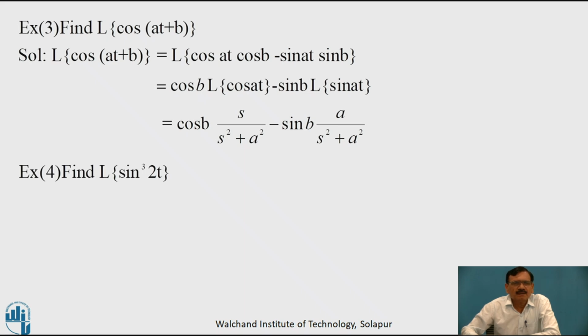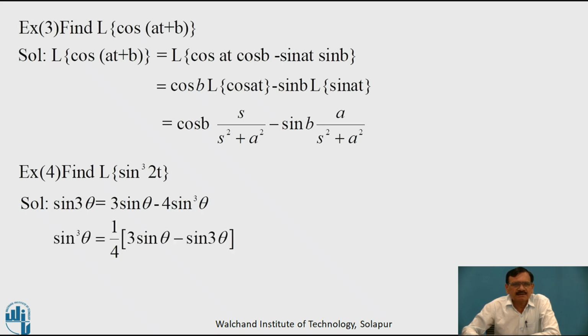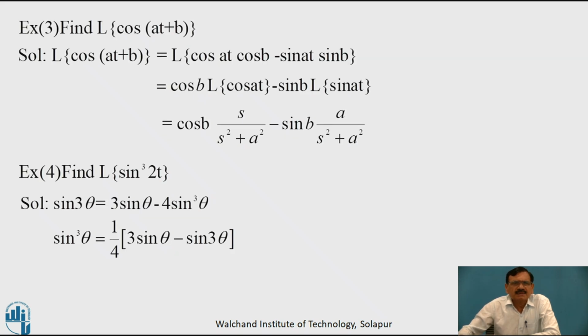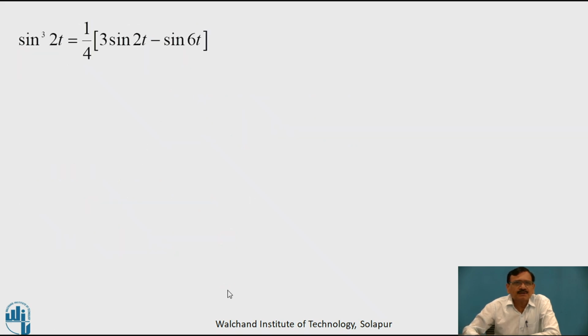Now, finally, we will see one more, Laplace transform of sin cube 2t. We know sin 3 theta equal to 3 sin theta minus 4 sin cube theta. Sin cube theta you can write 1 by 4 into 3 sin theta minus sin 3 theta, and here theta is 2t. Therefore, sin cube 2t can be written as 1 by 4 into 3 sin 2t minus sin 6t.